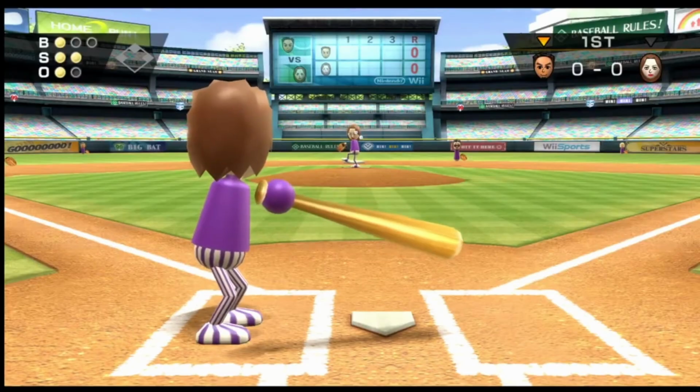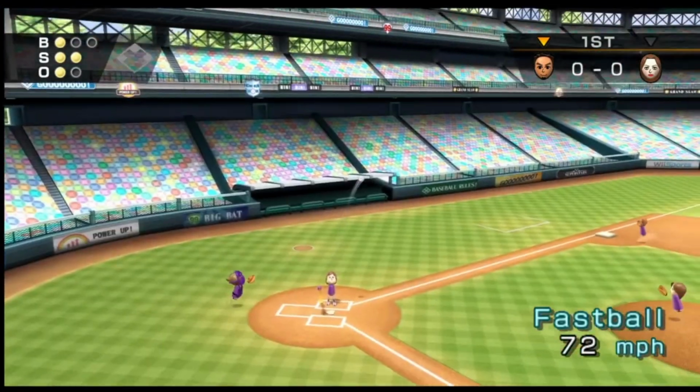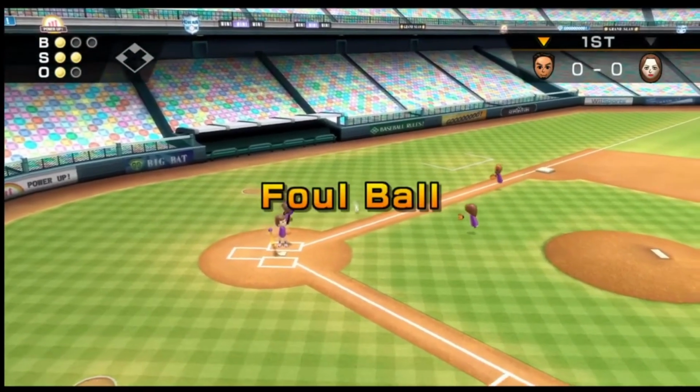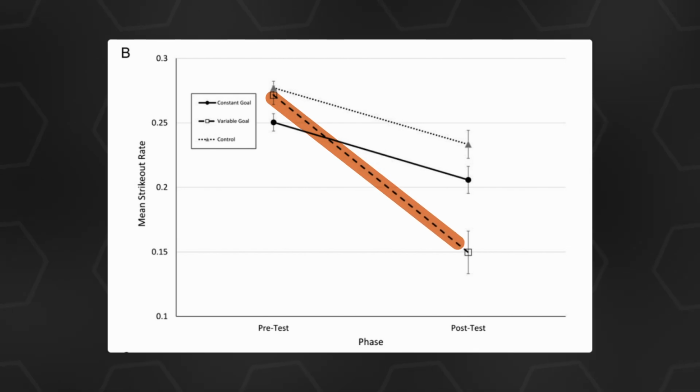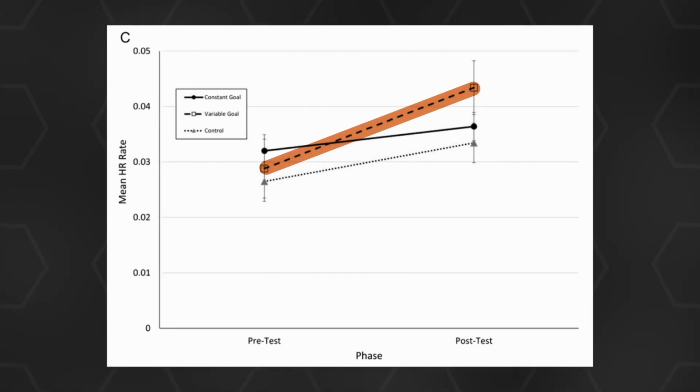A different study in baseball had two groups. One had the same goal throughout the training, to hit the ball into fair play. The other group had random goals with some wrong goals, like hit the ball as far left as you can or as far right as you can. This reminded me of Wii Sports, like foul ball. Anyway, we can see in figure 4 the variable group with error goals hit more balls on average, missed balls less, and hit more home runs.